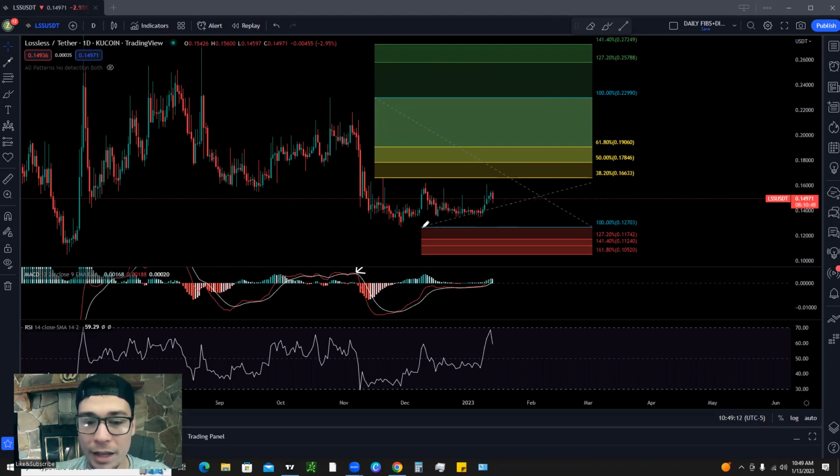I'm going to give you guys the breakout level to the downside as well as the upside for creating new highs or new lows. And then we'll go over some bearish price targets and bullish price targets as well. We'll also take a look at the MACD and show you guys how you can use this to spot possible entries and exits.